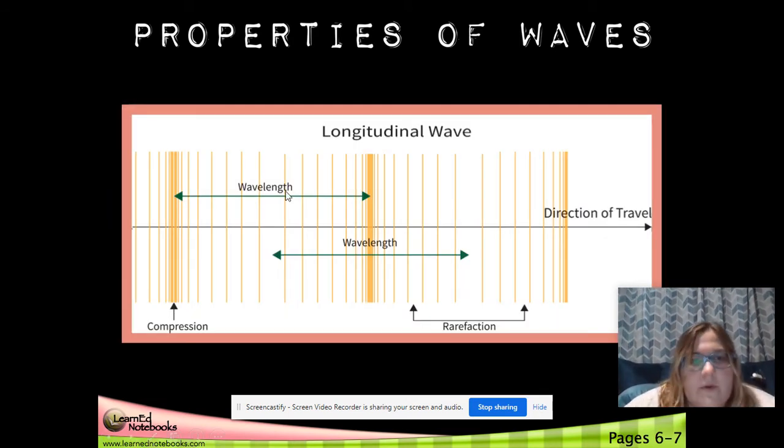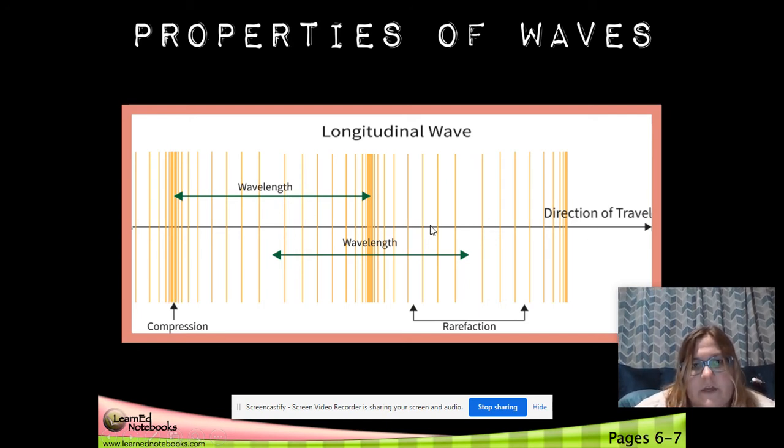So in a longitudinal wave, wavelength is measured from tightest point of compression to tightest point of compression. They say that you could also do it from the loosest point of rarefaction. I don't usually talk about that. Rarefaction is where it's spread apart. Compression is where it's together. This is the direction it's moving. And these are the waves where someone's started the wave.